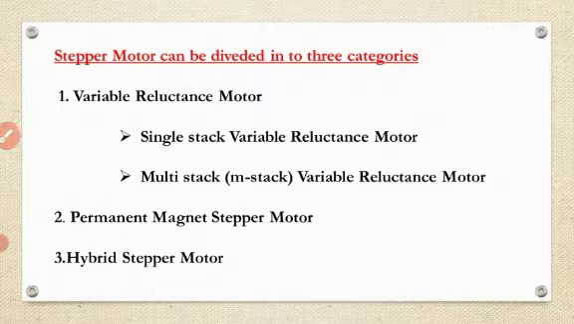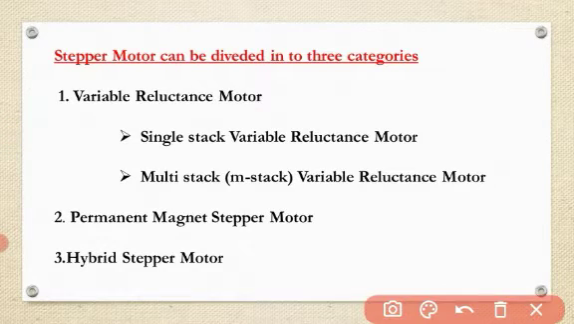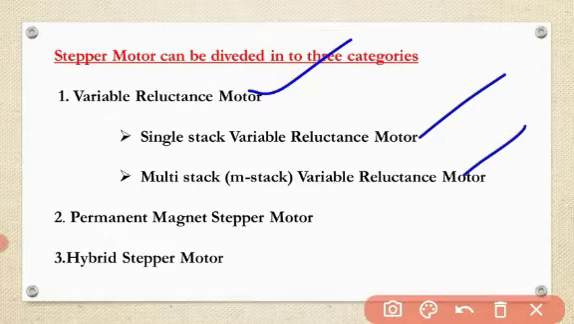Stepper motors can be divided into three categories. First one is the variable reluctance motor. Under this, single stack variable reluctance motor and multi-stack, M-stack variable reluctance motor. Second one is permanent magnet stepper motor. Third one is hybrid stepper motor.